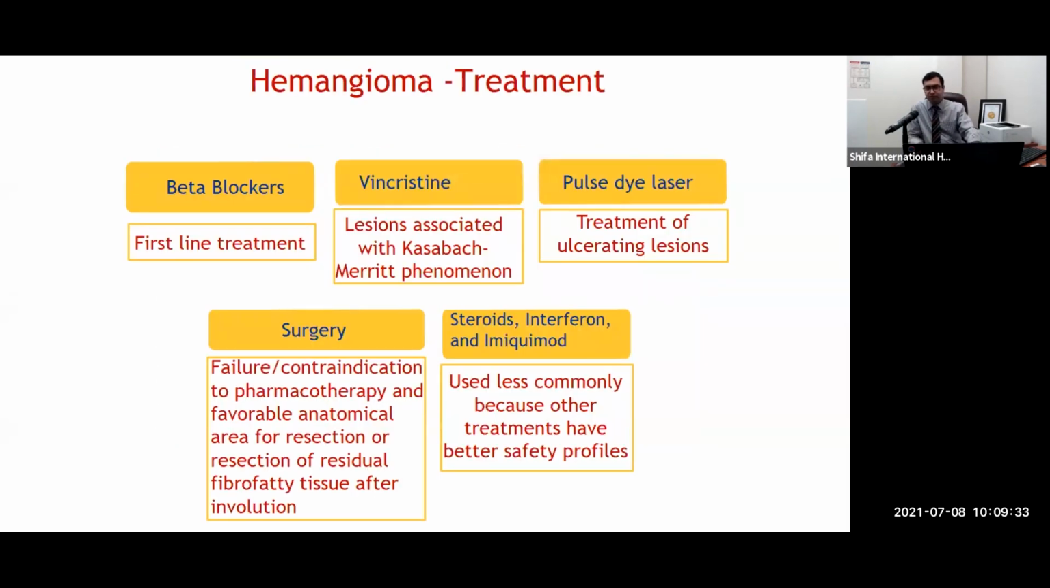What are the treatment options? So nowadays, the first line is beta blockers. We could use vincristine if needed, especially in those which have Kasabach-Merritt phenomenon. While pulse dye laser is for ulcerated or complicated hemangiomas, surgery if everything else fails, and then steroid, interferon, and imiquimod have been used as well. But these were previously used more often. Now they're less and less used because beta blockers are very effective.